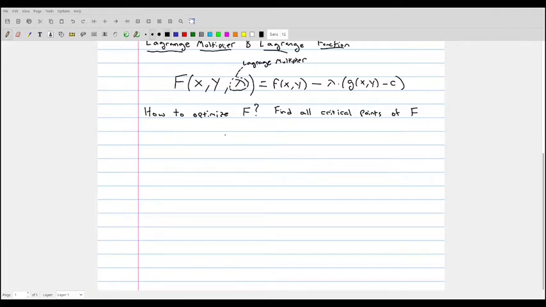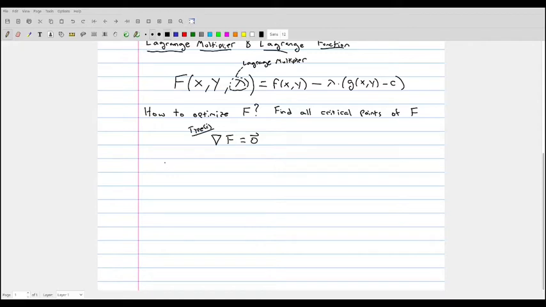But you'll recall that in order to solve for the critical points of capital F, the gradient of capital F has to be equal to the 0 vector. These are all critical points of type 1 that we classified earlier. So any point where the gradient of capital F is equal to the 0 vector is a critical point of type 1.